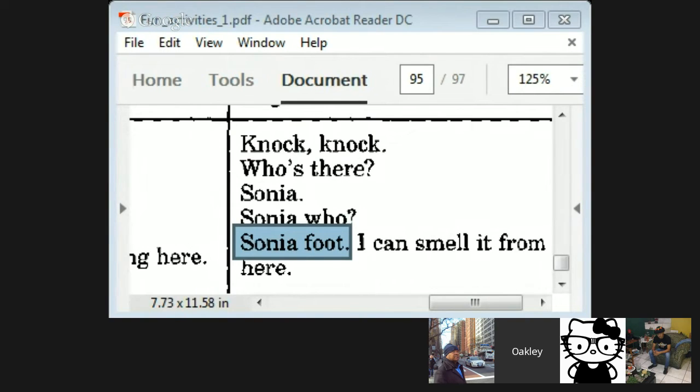What are the actual English words? What do you think? Sound food. It's Sonia food. So, it's on your foot. Okay, to start out with, right, it's on your foot. There you go. It's on your foot.